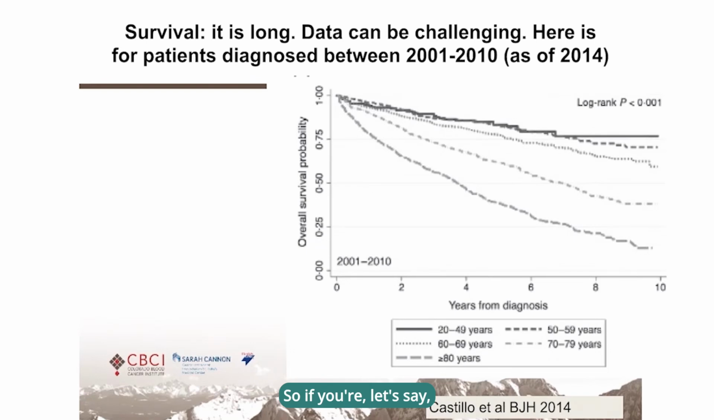So if you're, let's say, in this dotted line here, between the age of 60 and 69, and everyone's diagnosed here at time 0, after 10 years, 75% of people were still alive in this analysis. And we know it's even better now than it was before. So I just tell people survival is long.